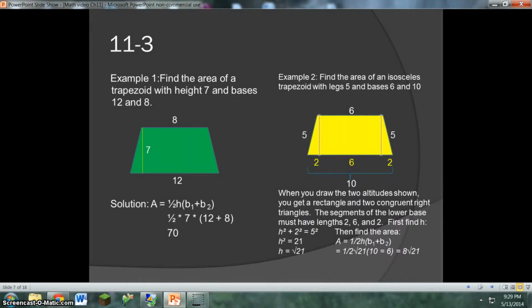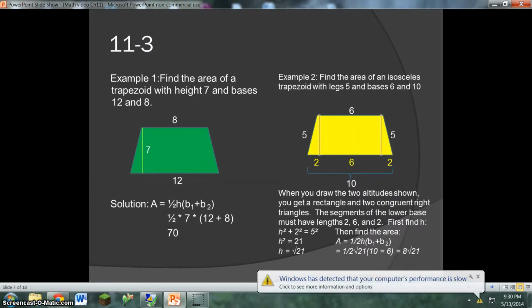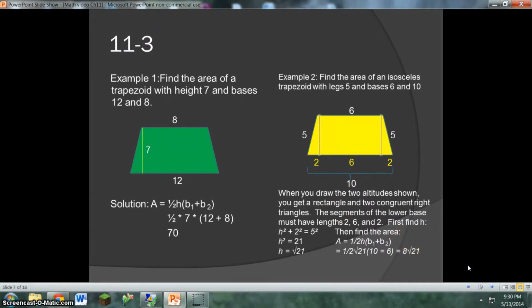If you look at this example right over here, you see a trapezoid with the height of 7 and bases 12 and 8. Since A equals half h times (b1 plus b2), it will equal half times 7, which is the height, multiplied by 12 plus 8, which is the length of the bases. And if you do all the math, you will get 70, and that is the area. And that is how you find the area of a trapezoid.